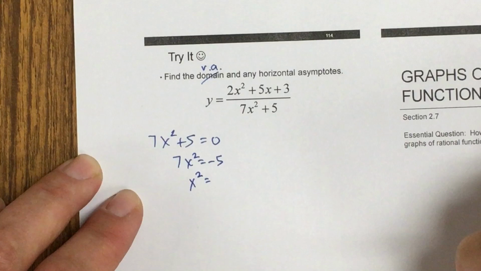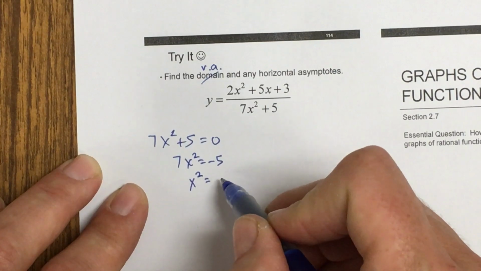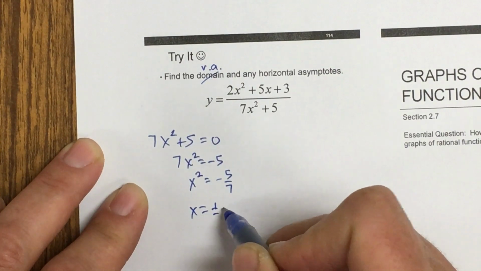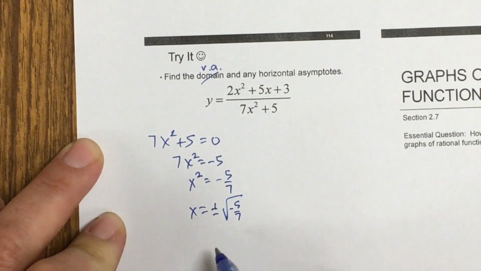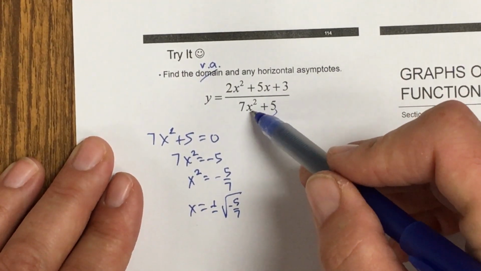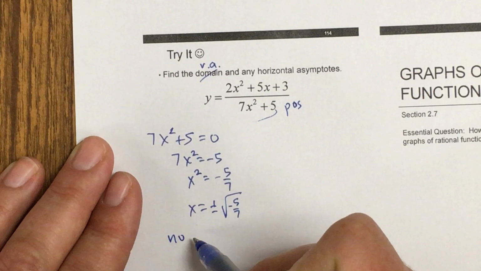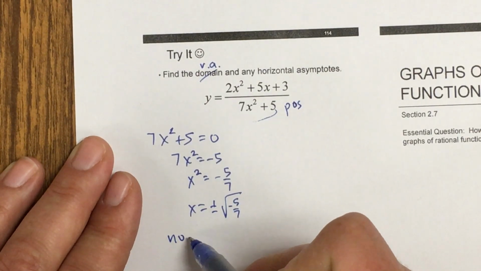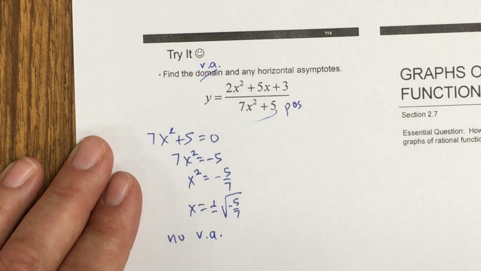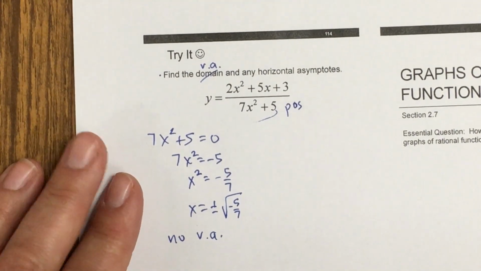Ew. Do I like this? Set it equal to 0, subtract that over, divide by 7. Take the square root, you get plus or minus this nonsense. So there is no way this will ever equal 0 because this is always positive and then you're adding to it. So this is always going to be positive, which means there is no vertical asymptote because the denominator will never equal 0, but you don't have to write that, but that's the truth of the matter.